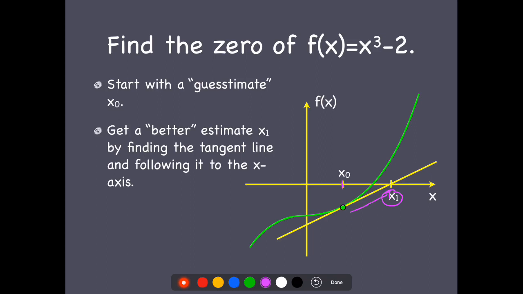And x1 is a little bit better. You can see this one's further from the root that we're interested in. This one's a little closer, but it's still not great. So what we do is we do that again. We find a new tangent line, follow that tangent line down to the x-axis, and now we end up with x2, which is quite a bit closer to the 0 that we're interested in. And we can continue this if we want a better and better approximation. You can see that if we did continue it, we would get extremely close with very few repetitions of this method.